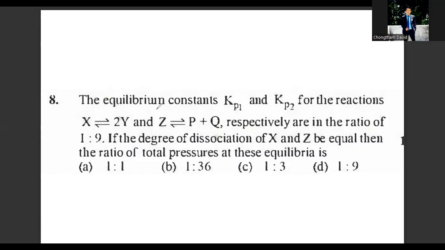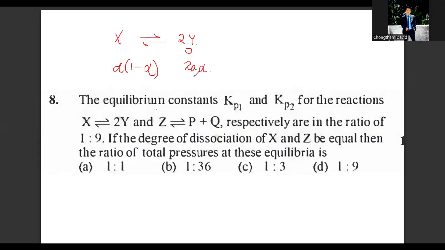So let us say that the initial moles of X be taken as A, small a, and that of Z be B. Then for this particular reaction, we have X changing to Y. So let us write the initial moles and the equilibrium moles. Since it is dissociating, we will consider 0 for Y initially. And at equilibrium, if we start from A mole, it would be A times 1 minus alpha for X, and here it would be 2 times A into alpha.